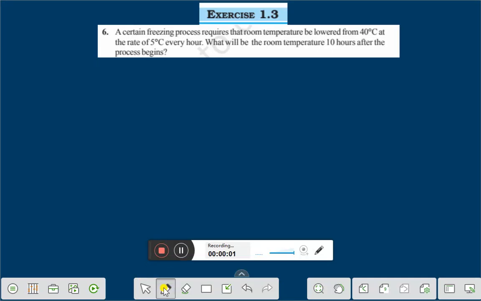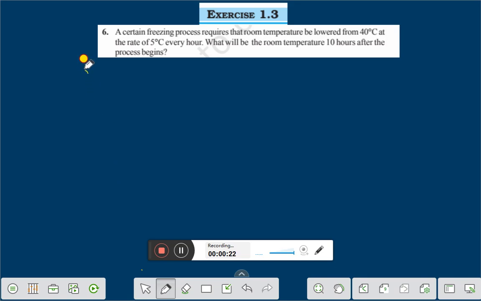Hello everyone. Today we shall discuss exercise 1.3 question number 6. A certain freezing process requires that room temperature be lowered from 40 degrees centigrade at the rate of 5 degrees centigrade every hour. What will be the room temperature 10 hours after the process begins?